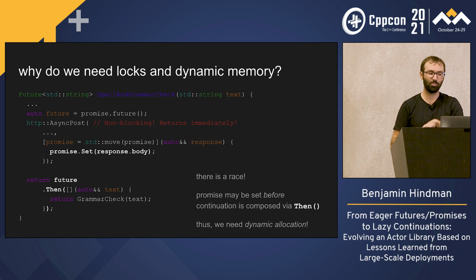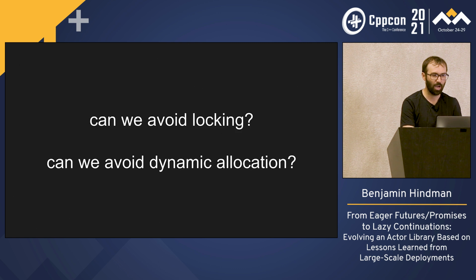The promise may also be set before the continuation is composed with then. So we need to dynamically allocate memory too, because we've got to have this buffer. Remember I said it was a buffer channel. We've got to have this buffer where we can actually write the data to. Okay? So the big question that we asked ourselves, because we had this code all over the place.